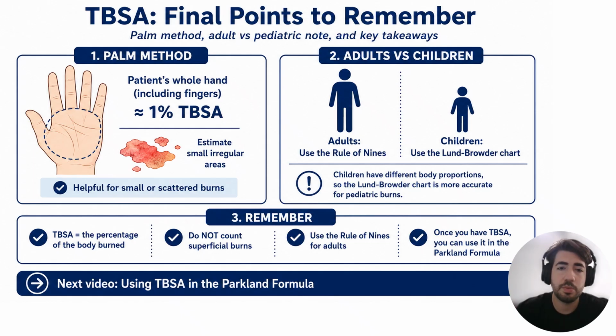Okay, so remember, TBSA is the percentage of body that has been burned, not first degree burn, partial or full thickness. You do not count superficial burns. Now we use the rule of 9 for adults. And once you have the TBSA number, you can plug it into the Parkland formula, okay?